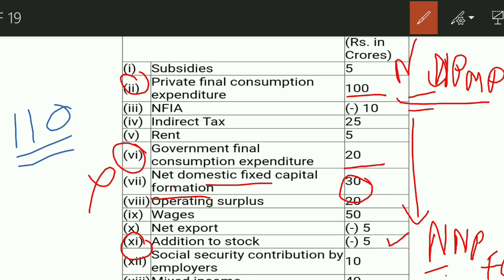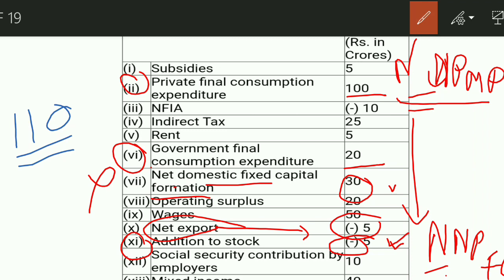Is that clear? So we will add these two things together in order to reach net domestic capital formation, and then finally we will add the fourth component, that is net exports, to it. So in order to reach NDP at market price, what we did, we included private final consumption expenditure plus government final consumption expenditure plus net domestic capital formation, that is the sum of net domestic fixed capital formation and change in stock. Here addition in stock is -5, and then we included the fourth component, that is net export, which is equal to -5.